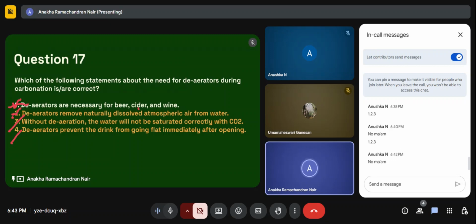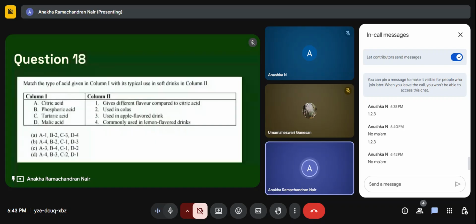All right, so let's move on to question number 18. You have to match the type of acid given in column 1 with its principal use in soft drink in column 2. So you have citric acid, phosphoric acid, tartaric acid, and malic acid. And in column 2, you have gives different flavor compared to citric acid, used in colas, used in apple flavored drinks, and commonly used in lemon flavored drinks. So if it is about flavor, you have to think of which acid enhances the taste of that particular drink, right?